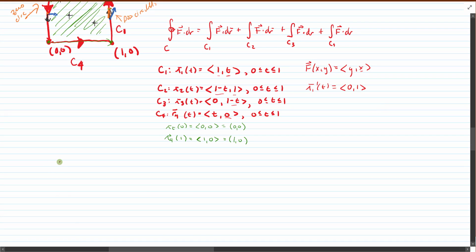So the total circulation over our closed curve C of f dot dr, well, that's equal to, for curve 1, we're going to parameterize that from t equals 0 to 1.